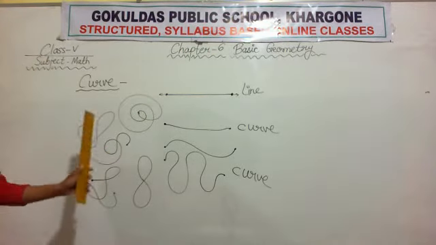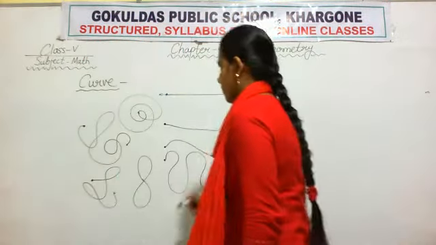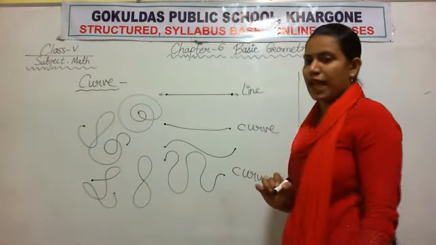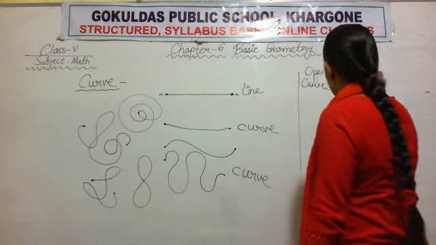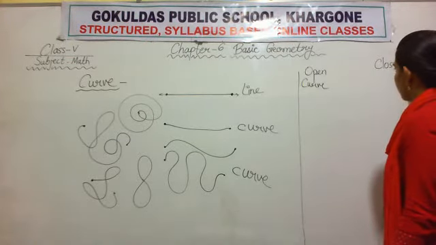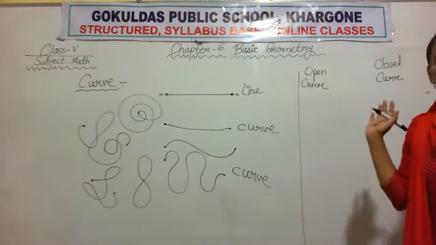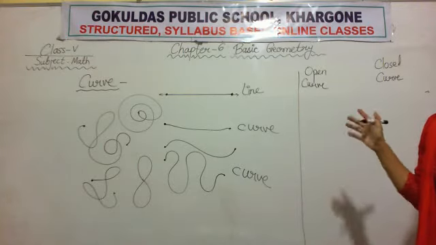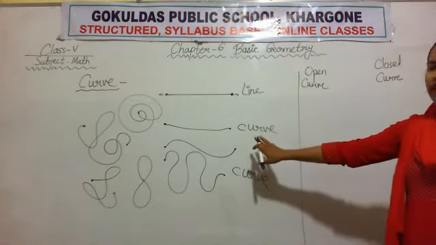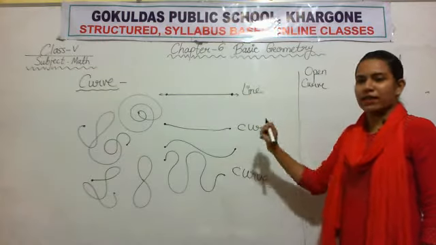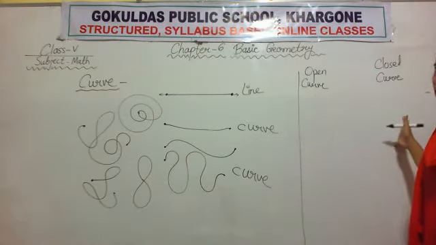Called curve. Okay, so these are some curves drawn on the board. Now we will discuss types of curves. One is open curve, another one is closed curve. These points you have already learned in class 4th, but for recalling purpose I am repeating these topics. Okay, so curve. When we join 2 points by running hand, it is called curve. Now there are two types of curve, open curve and closed curve.